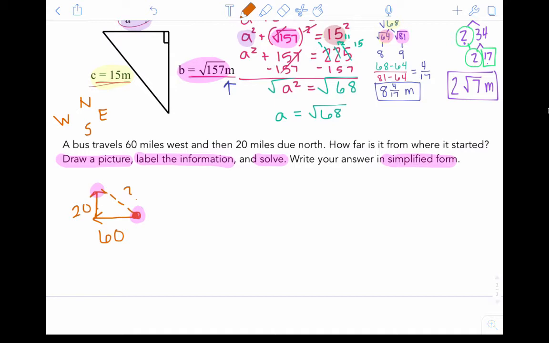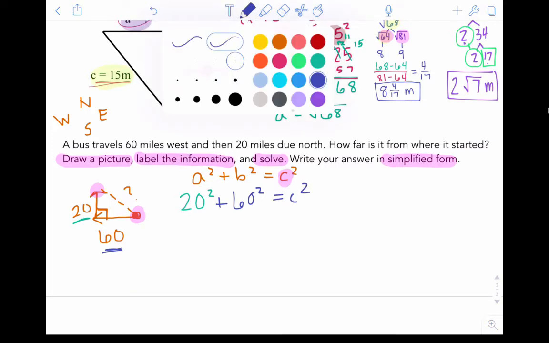Well, look at this. I notice this is a right angle, so I have a right triangle. So if I have two side lengths and I'm missing one of this right triangle, then I can use Pythagorean theorem to find that missing distance. So what I need to do is a squared plus b squared equals c squared. I notice that I'm missing the hypotenuse, I'm missing the diagonal, which means I am missing the c value. So I need to substitute in 20 for a, and then 60 for b. And I'm solving for c.